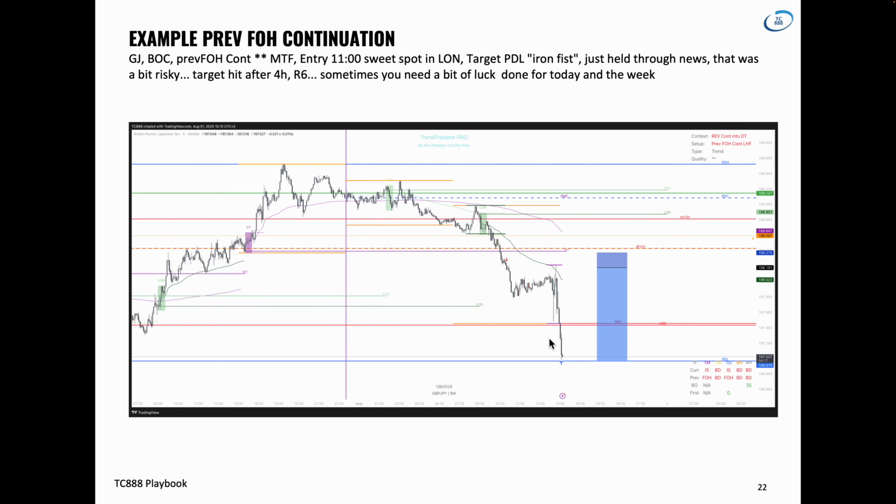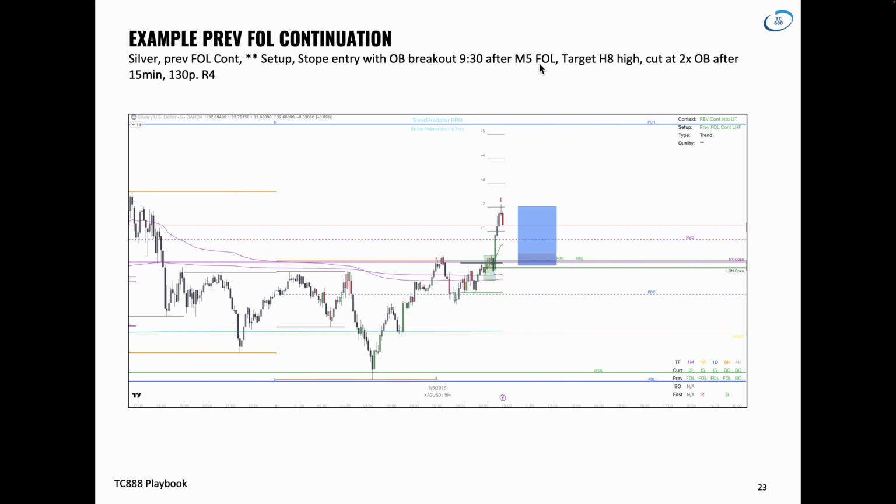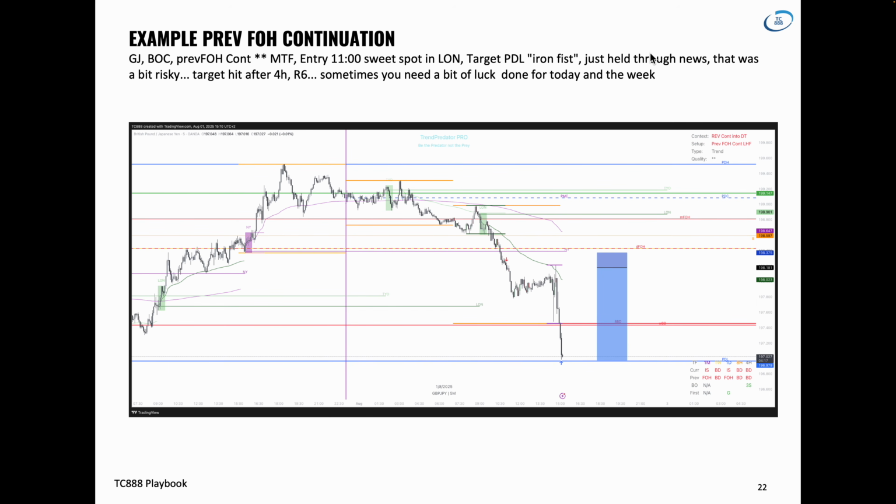Target, previous day low, iron fists. That means for me that I just lock in the target and don't manage the trade because I really liked it so much. Just held through the news. It was a bit risky. Target hit after 4 hours, R6. Sometimes you need a bit of luck.